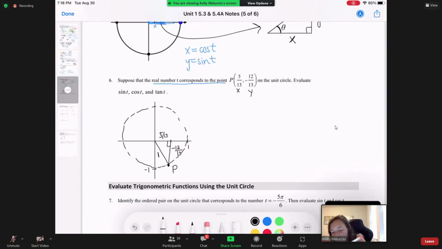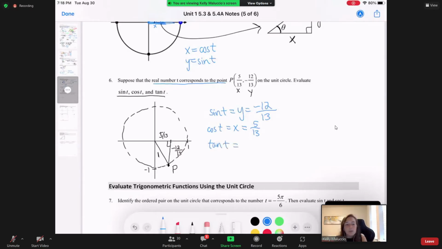So what we want to do is find sine, cosine, and tangent. Sine of T is just the Y value, so sine of T is Y, which is negative 12 over 13. Cosine of T is X, which is 5 over 13. Very cool. And then tangent of T.